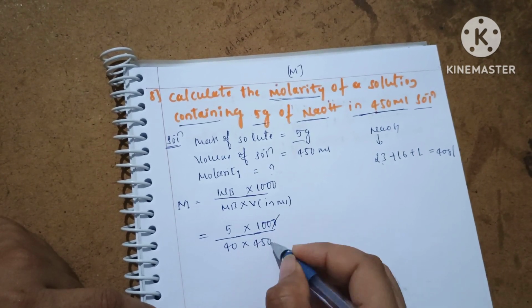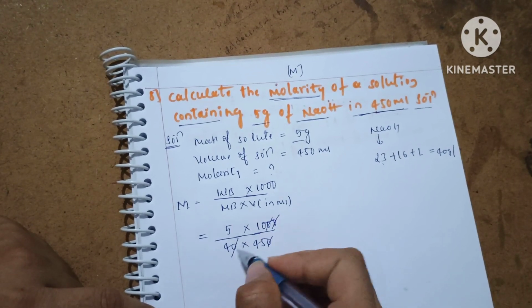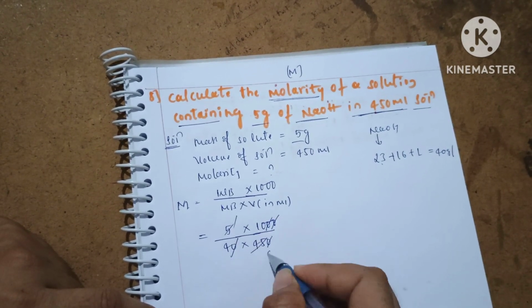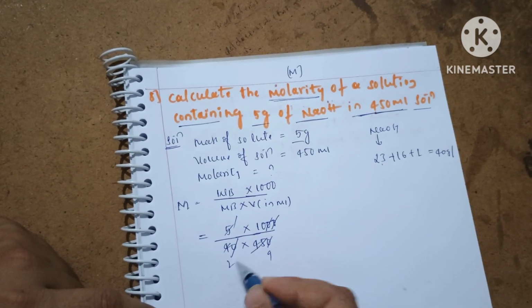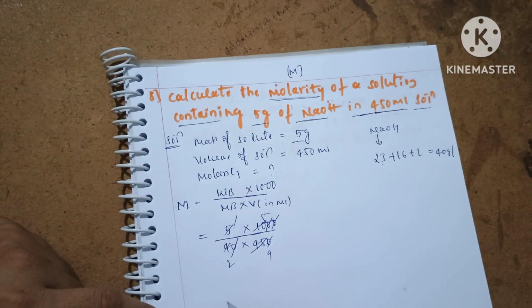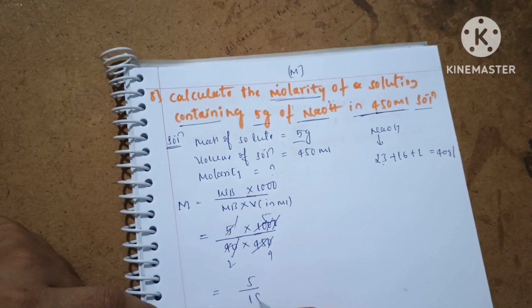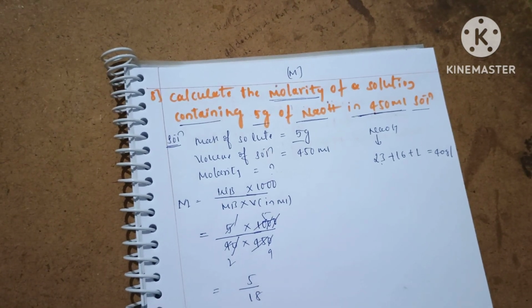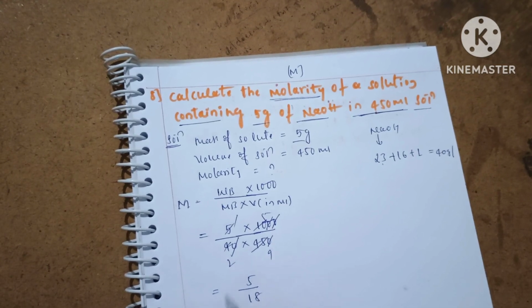So now this 0 gets canceled, and this 0 gets canceled. 5 ones are 5, 9 nines are 9, then 2 twos are 2, 5 fives are 5, and what remains here is 5 by 18. The answer 5 by 18 is equal to 0.277.